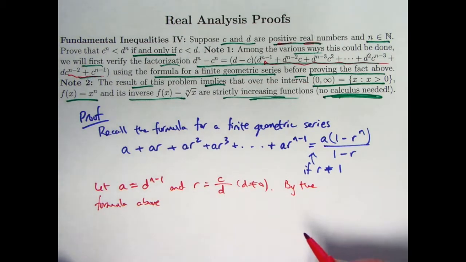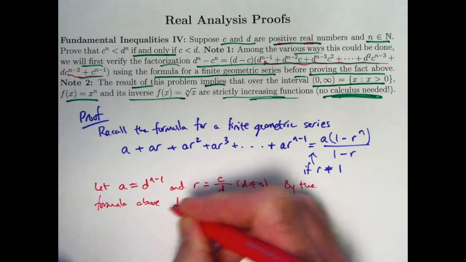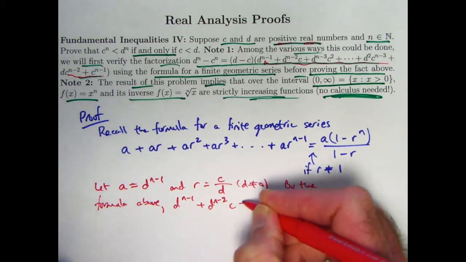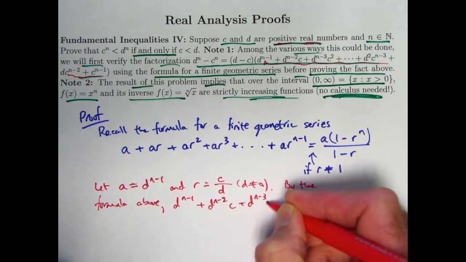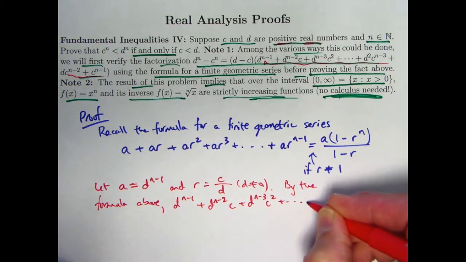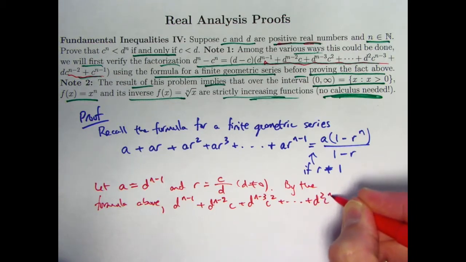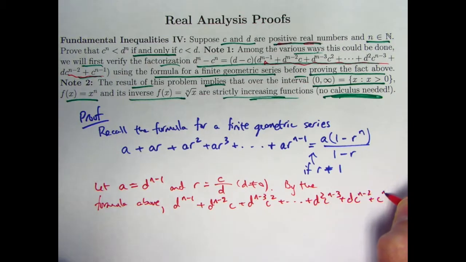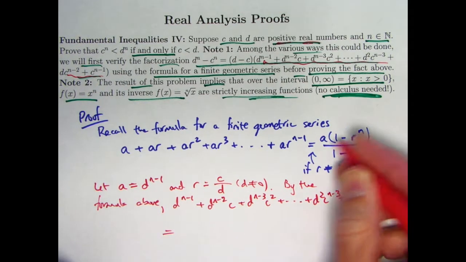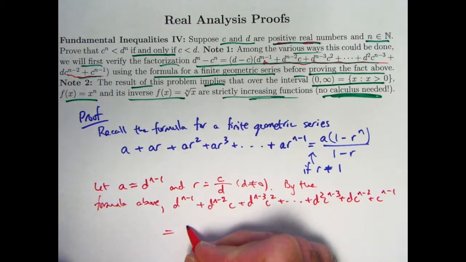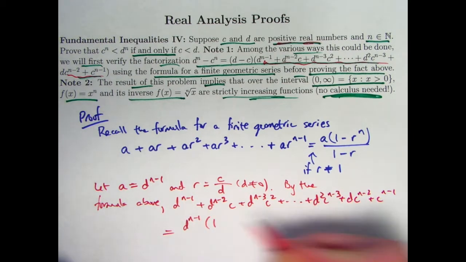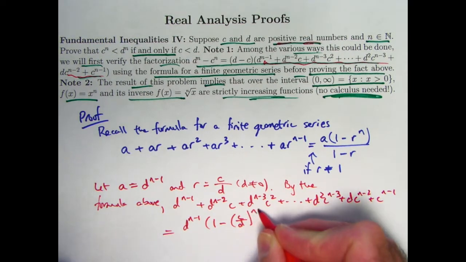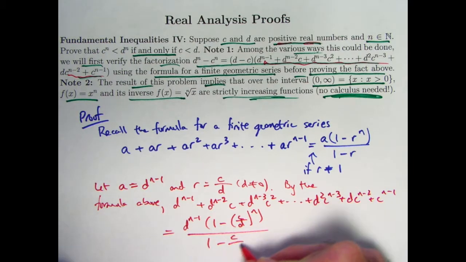once I've made those definitions, I can say that d to the n minus 1 plus d to the n minus 2 times c plus d to the n minus 3 times c squared, etc., plus d squared c to the n minus 3 plus d c to the n minus 2 plus c to the n minus 1 is equal to, use this formula with a equal to d to the n minus 1, r equal to c over d, to get this.